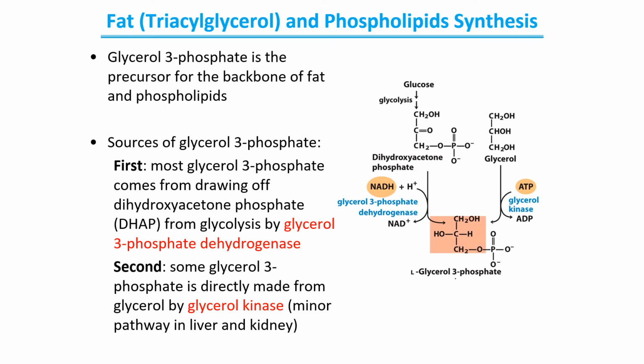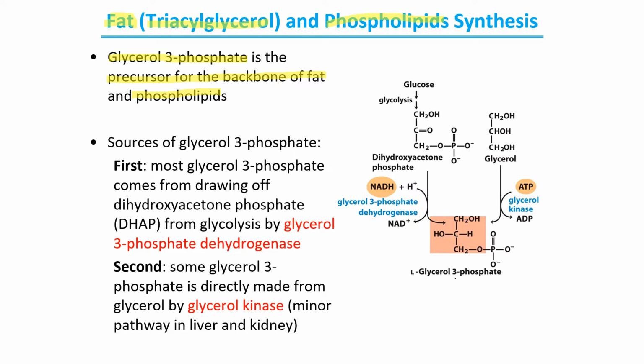Next up is the synthesis of big fats or big lipids. The two main varieties are the TAGs and the phospholipids, the two main types of fats. So how do we make these big lipids? It's discussed here. One important thing to begin with is the molecule glycerol 3-phosphate, which is a precursor for the backbone of both TAGs and phospholipids. Do remember, fat and TAGs mean the same thing.